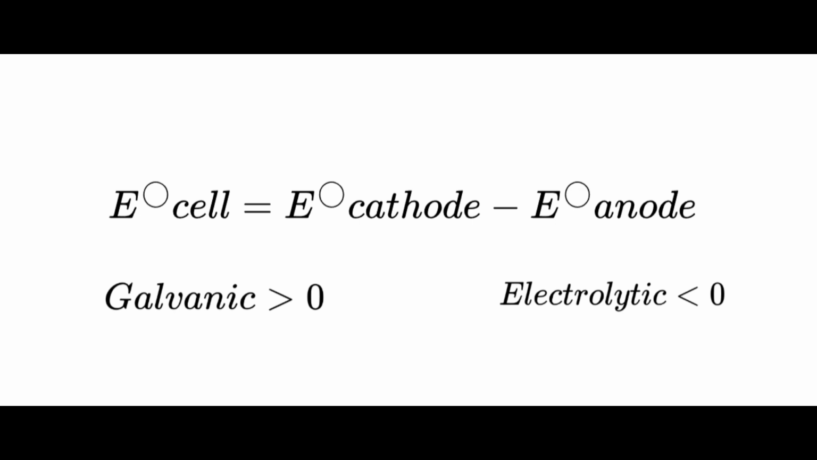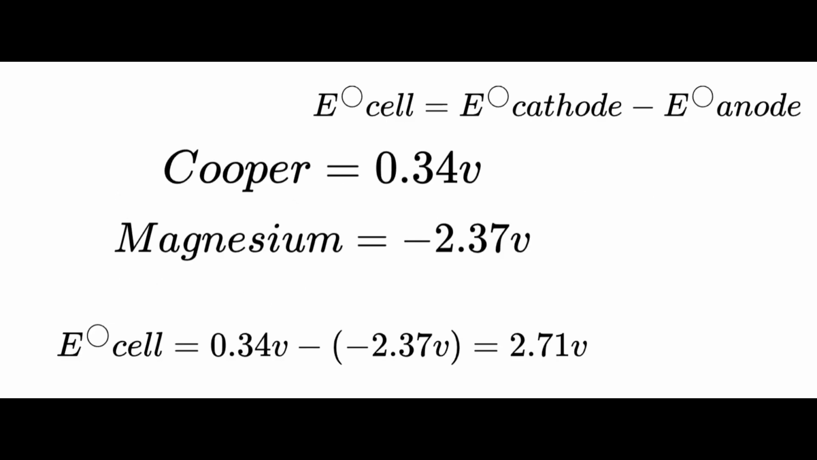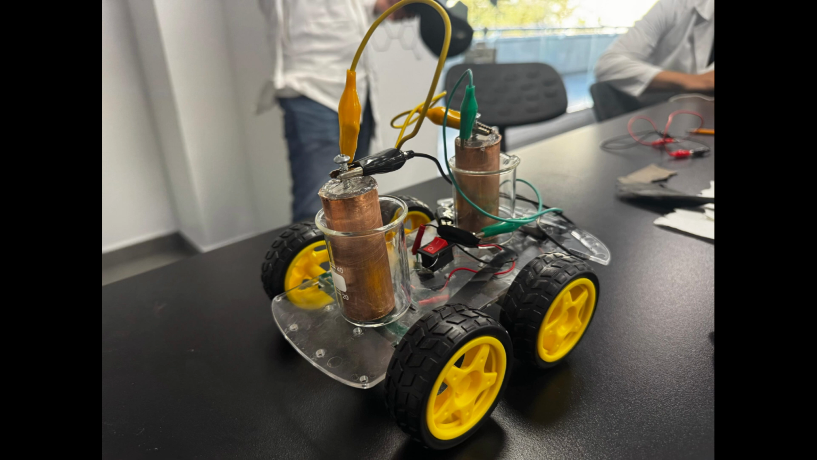So the potential of copper is 0.34 volts, while the potential of magnesium is minus 2.37 volts. So doing a basic subtraction gives us 2.71 volts. That's not enough to move the car, so we use two cells connected in series to double the voltage. So the final theoretical voltage is 5.42 volts, equating to a 5 volt battery.